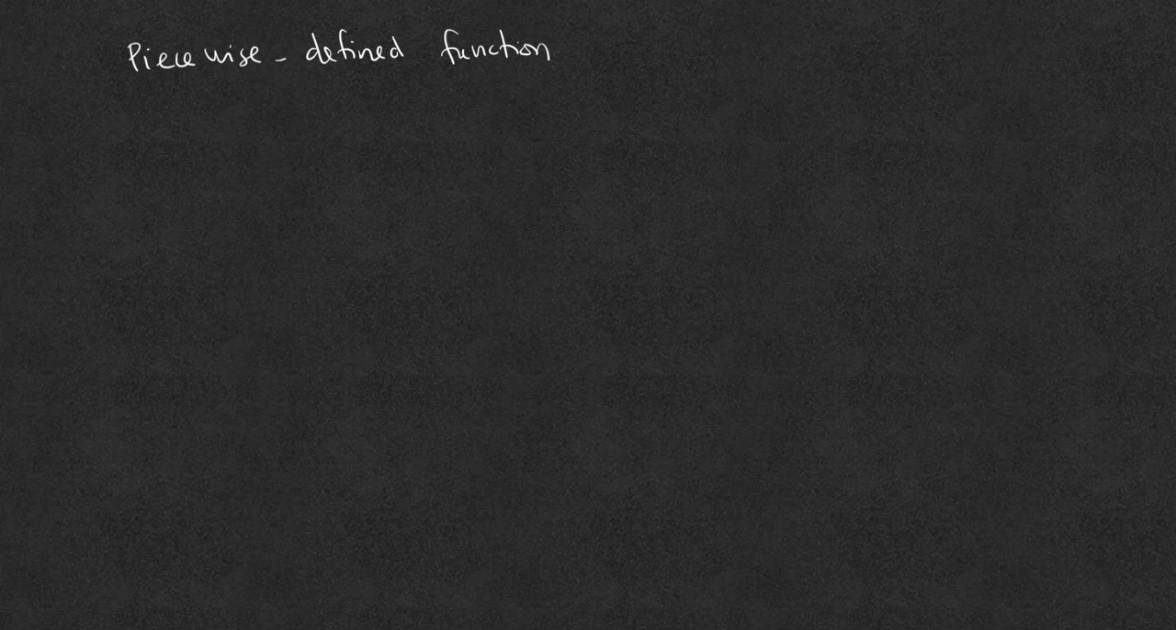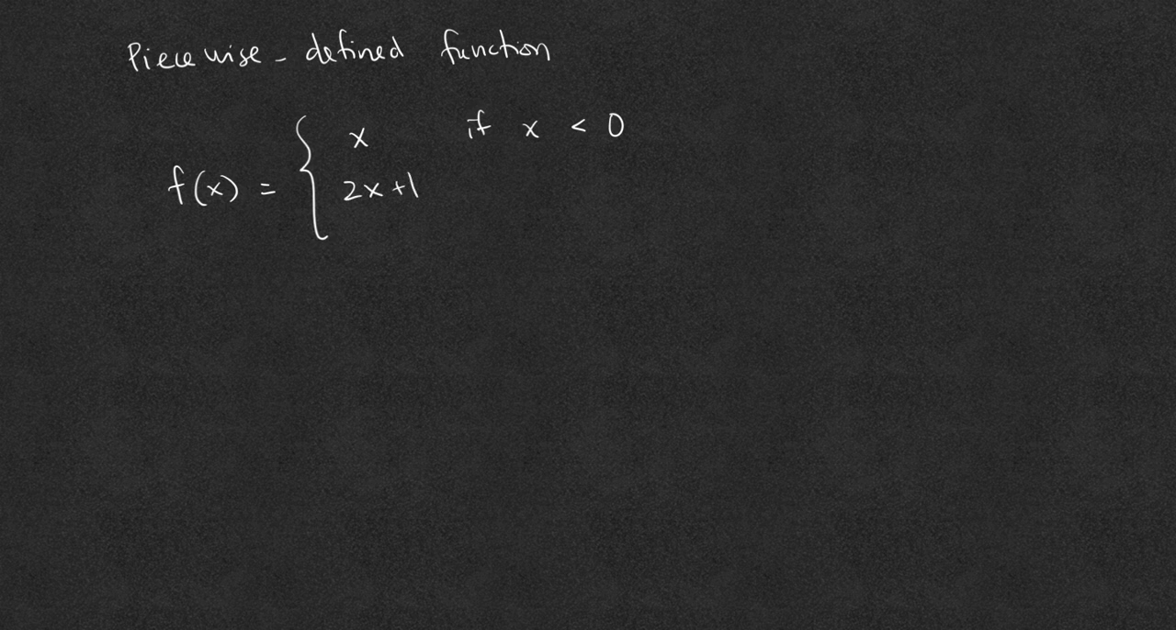A piecewise-defined function is a function that consists of two or more formulas. For example, f of x equals x if x is less than 0, 2x plus 1 if 0 is less than or equal to x less than 2, and x squared if x is greater than or equal to 2. This is a typical example of a piecewise defined function. In this case, this piecewise function has three pieces or three formulas.